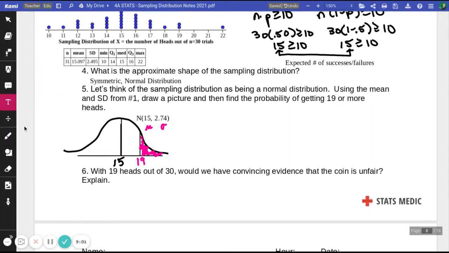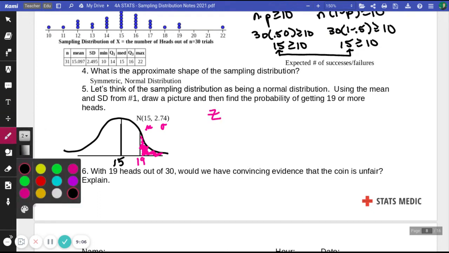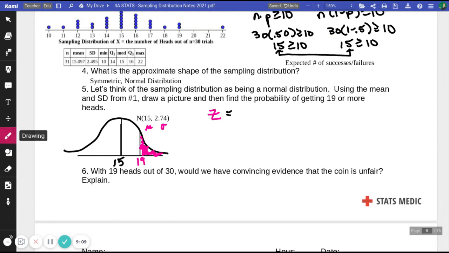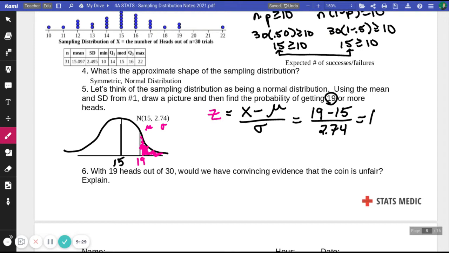This might take some of y'all back, where we are going to be looking at z-scores. We're going to look at z-scores. So z is equal to x, our value that we're comparing, minus mu, our mean, divided by sigma, our standard deviation. So we are looking at an x value of 19. Our mu is 15, and our standard deviation is 2.74. And when we subtract and divide and make sure we round to 2 decimal places for our z-score, remember z-scores are 2 decimal places, we get 1.46.